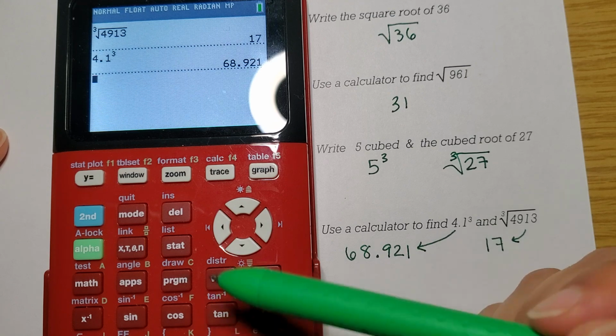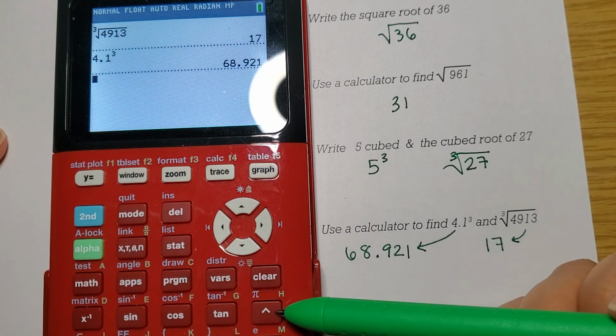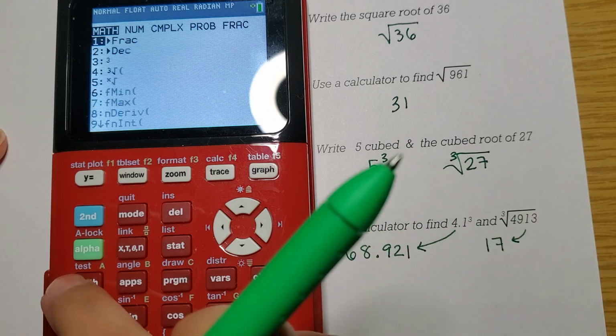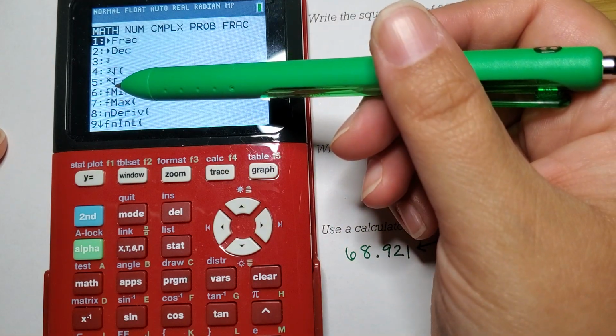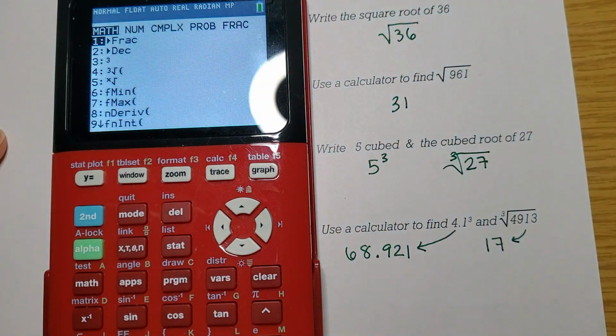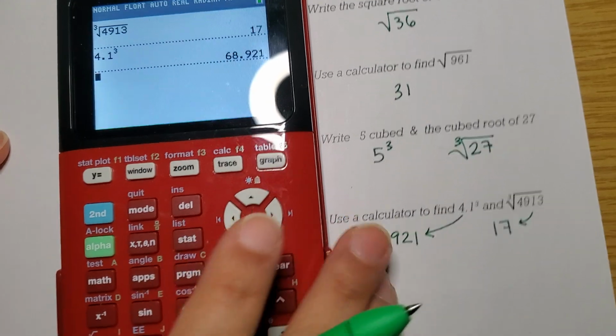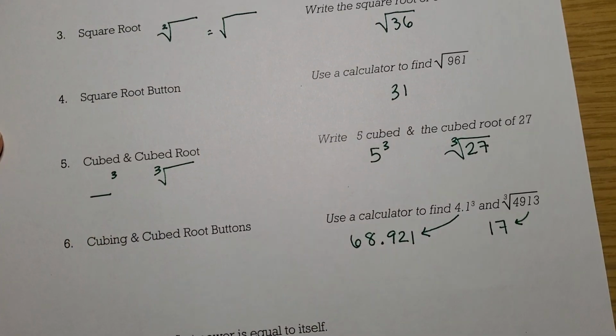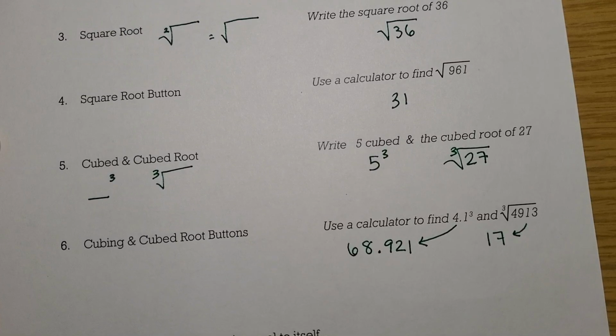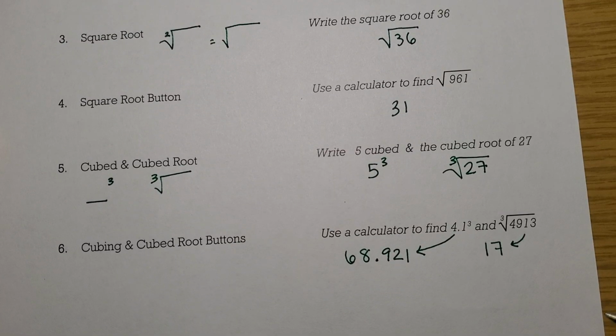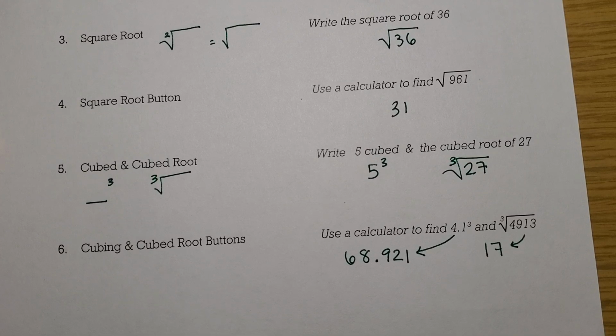What I like about an exponent button, or the nth root button, is that it will find squaring and square roots and cubing and cubed roots for us. So the exponent button and the nth root button on your calculator will do everything. But sometimes when you want a little shortcut, you can use those particular buttons on your calculator.